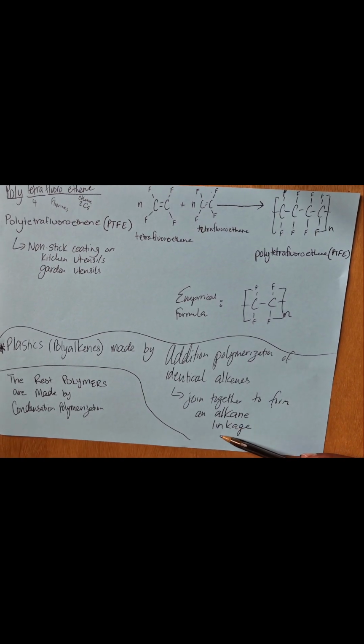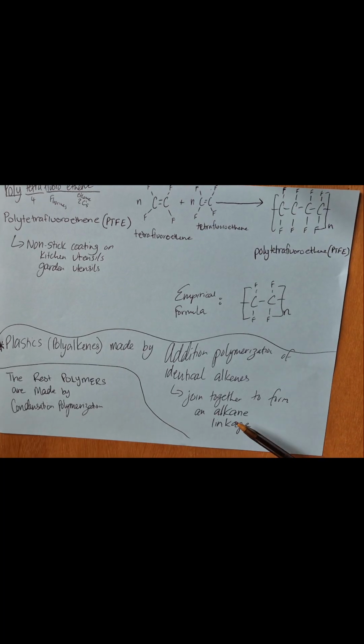That's PTFE. All right, so let's quickly go over what we just learned. We just learned that plastics or polyalkenes are made by addition polymerization of identical alkene monomers, okay? And when they join together, the linkage is an alkane linkage because they get single bonds instead. We went through 5 examples.